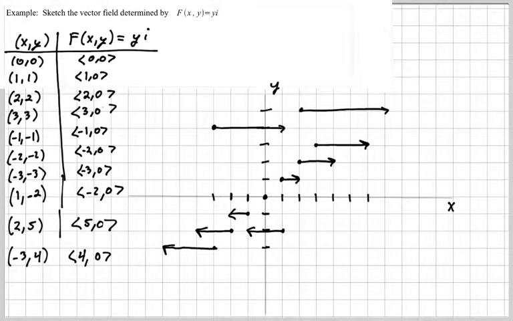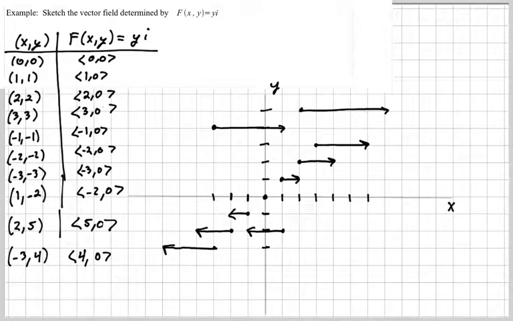So there it is. And then you can keep going, so we kind of have a good representation of what this vector field looks like. It's completely dependent on the y value in terms of the length of the vector.